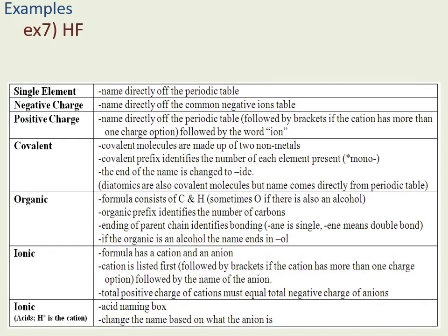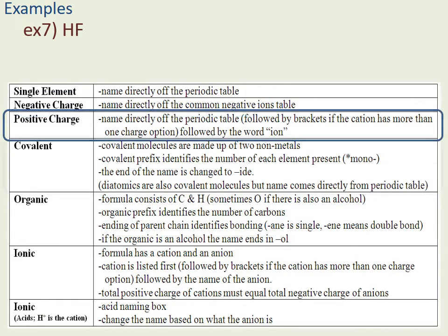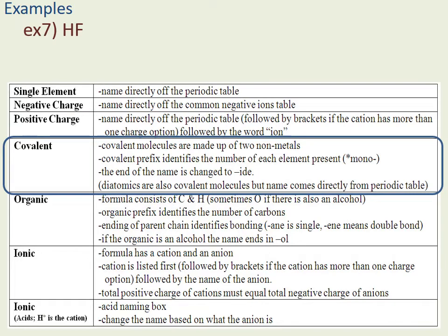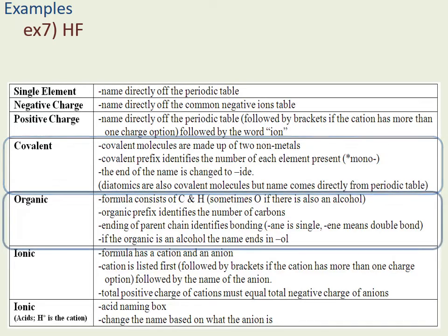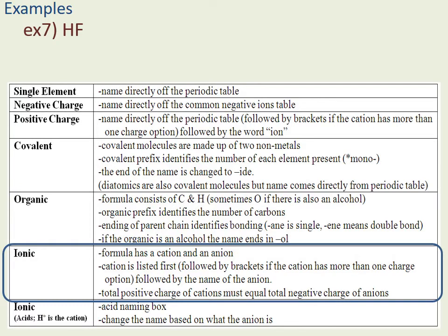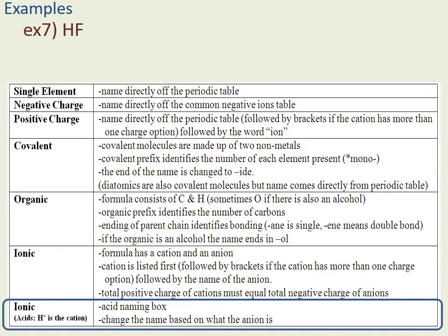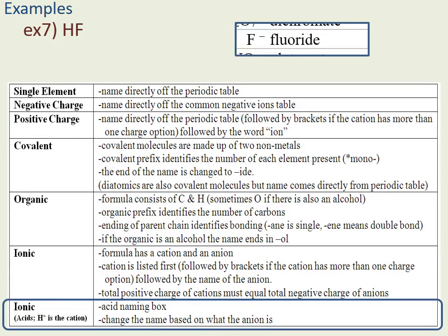Example 7, HF. Again, not a single element, and we don't have any charges. It's not covalent. We have two elements, but hydrogen is not a nonmetal. We don't have any carbon, so it can't be organic. So that means it has to be ionic, and it's one of those ionics that starts with a hydrogen. So we're looking at acid naming.